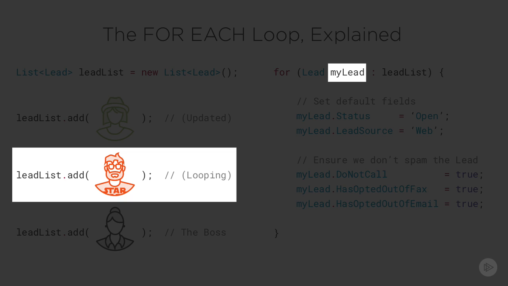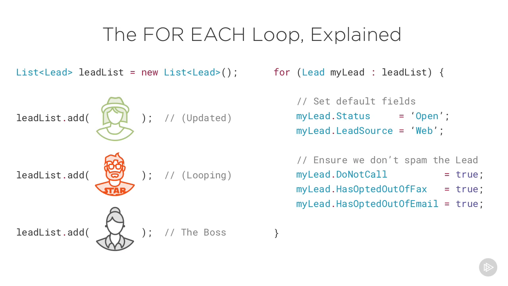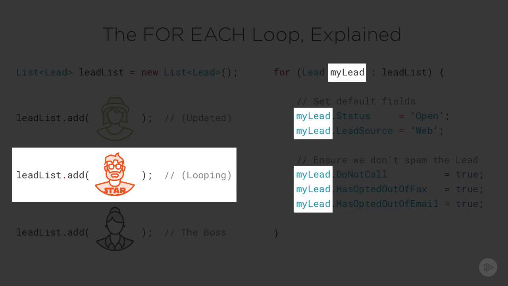The myLead variable now points to Beard Man instead of Hat Girl. Don't worry, Hat Girl's fields have already been updated, so we don't need to worry about our changes to her getting lost at this point. The code inside our for each loop executes, and now Beard Man's fields have also been updated.